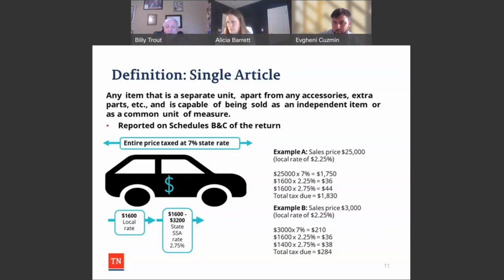Folks, do we have any other questions that hit you from the chat, Evgeny or Alicia? Anything else you want to bring up specifically? I saw one question, kind of a follow up on the single article stuff. So somebody asked if services are included in the single article tax. The answer is no. Only tangible personal property is subject to single article tax limitation. So if you have some kind of taxable service, if you repair cars and a car repair costs $5,000 in labor, that labor will not be subject to single article tax limitation.